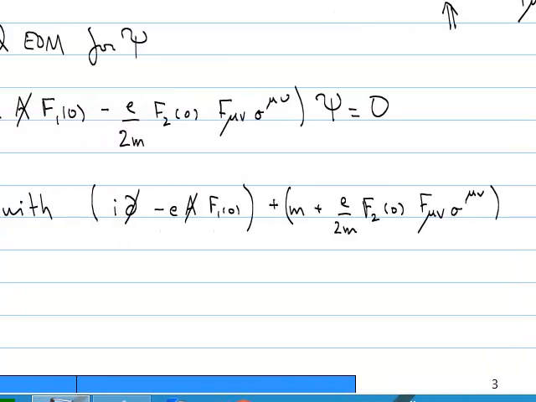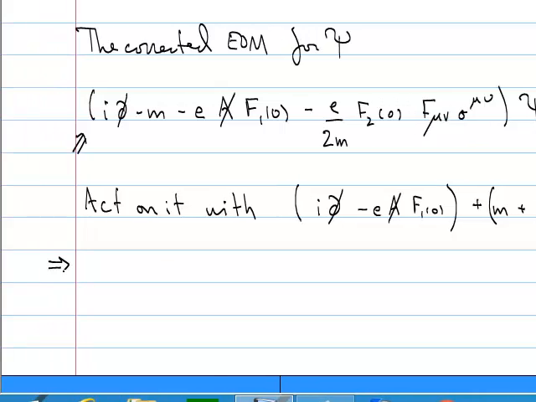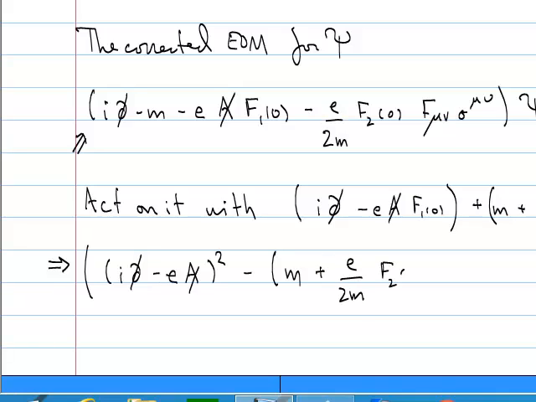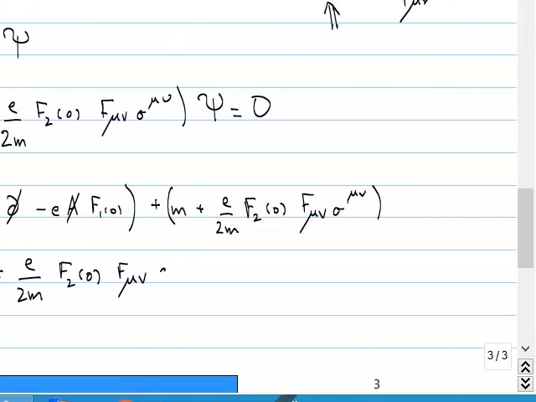And when I do that, of course acting on the right-hand side just gives me 0. And from the left-hand side, we then see that psi is annihilated by the following differential operator: i d-slash minus e A-slash minus m plus e over 2m F2(0) F_mu nu sigma^mu nu squared. All of that acting on psi is equal to 0.